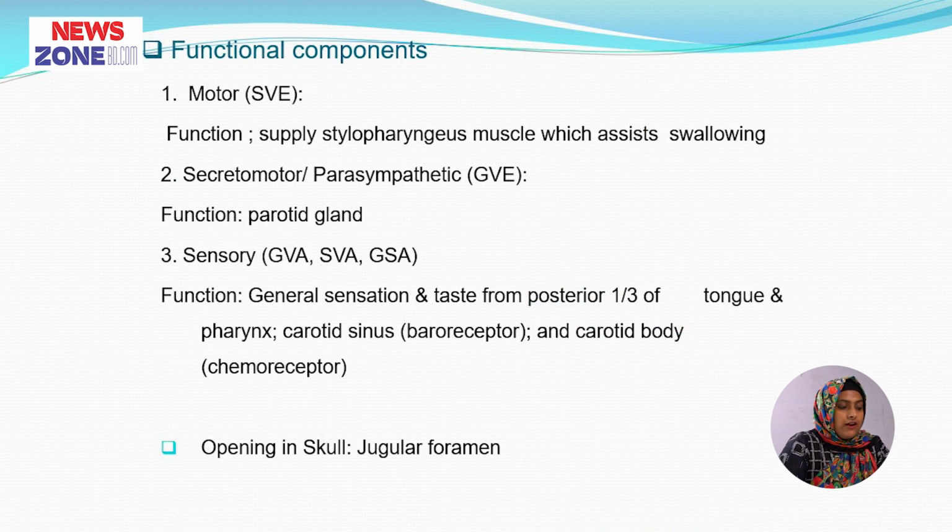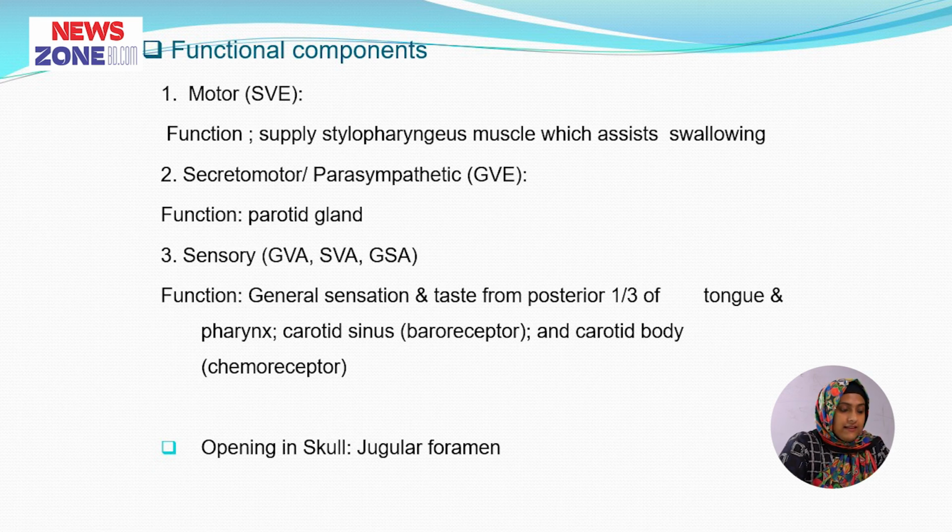The motor function of the glossopharyngeal nerve: it carries special visceral efferent fibers and supplies the stylopharyngeus muscle which assists swallowing. The stylopharyngeus muscle is the only muscle which comes from the third pharyngeal arch. This is the only muscle supplied by the glossopharyngeal nerve, because the glossopharyngeal nerve is the nerve of the third pharyngeal or branchial arch.